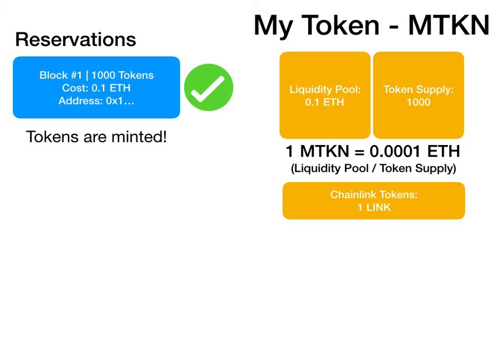And now you'll see over here in our liquidity pool, we've got 0.1 ETH, and the token supply is 1,000 right now. So we are able to determine the value automatically of one of these tokens at 0.0001 ETH.